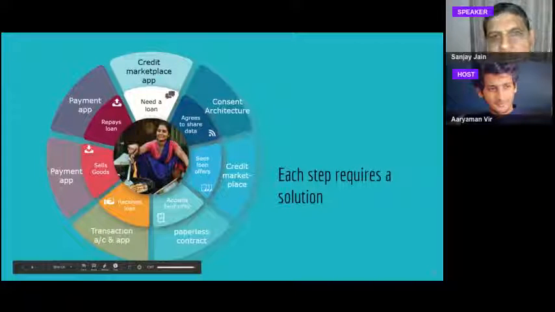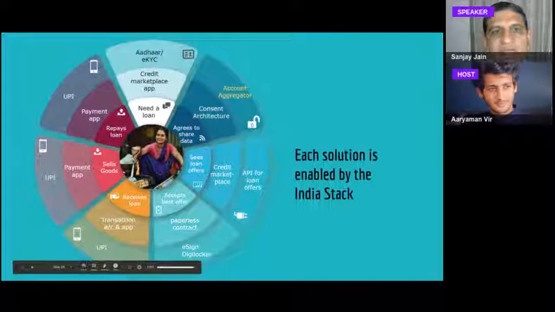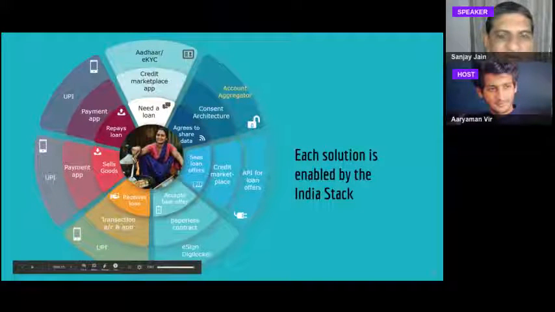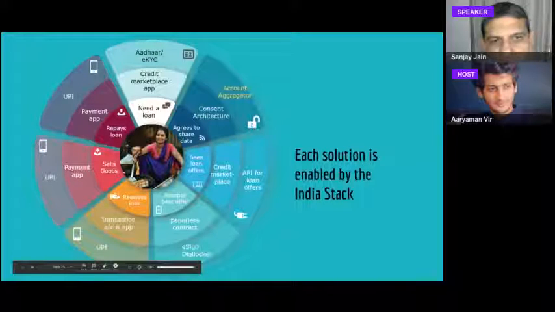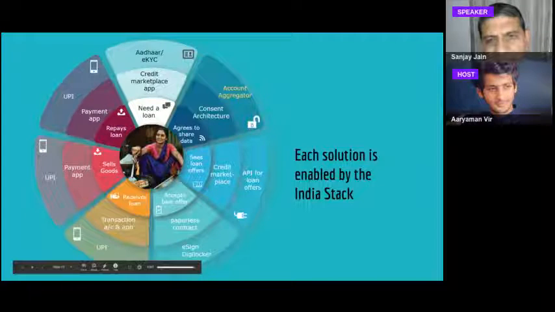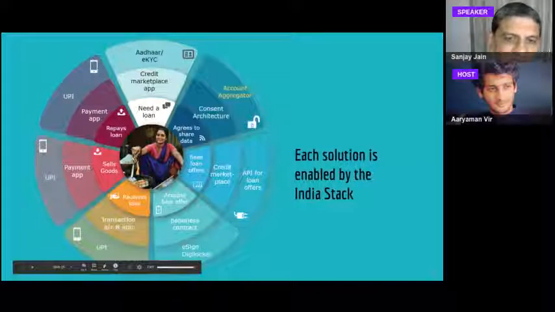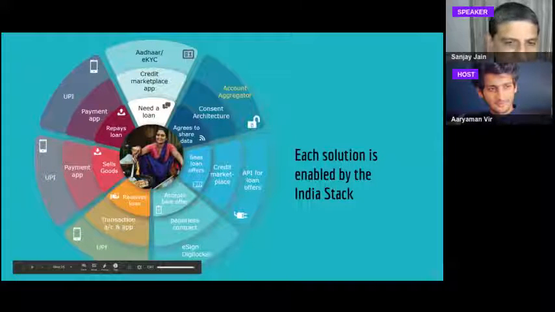And back when we were doing this in 2015, this is pre-UPI. And so at that point, we said, what do we need from the India Stack? And of course, we had Aadhaar and eKYC to make sure that she could get access to the credit marketplace app. At that time, we had to put in a placeholder for the account aggregator, which would then allow her to share her data. For the credit marketplace, we said this is something specific to the application, and so you're going to need an API for loan offers.